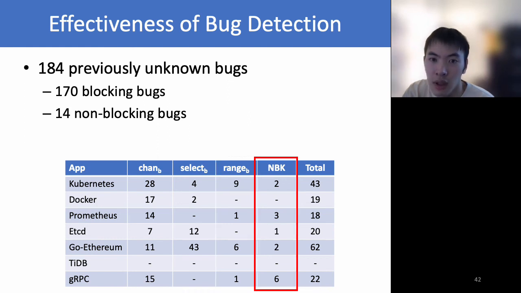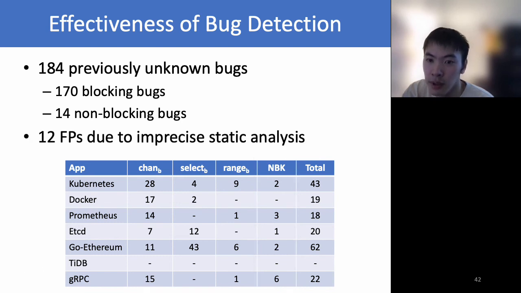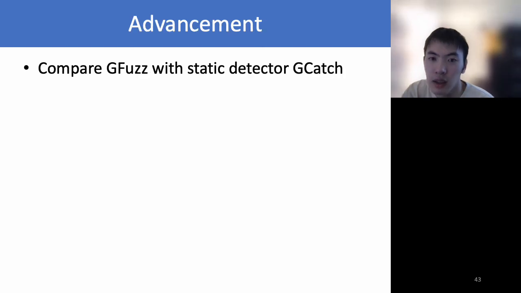closed. GFAS also finds 14 non-blocking bugs, NBK stands for non-blocking bug, and the 14 non-blocking bugs include panic or fatal errors caused by nil interface conversion, sending to a closed channel, or accessing an array using an out-of-bound index. GFAS reports 12 false positives due to imprecise static analysis.